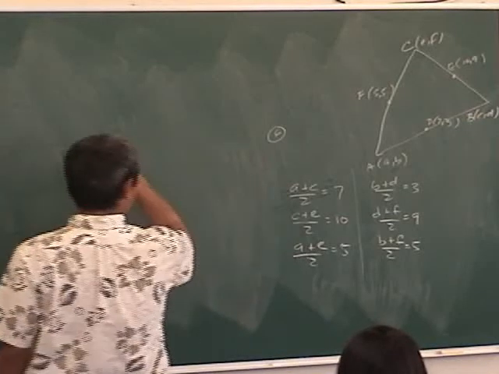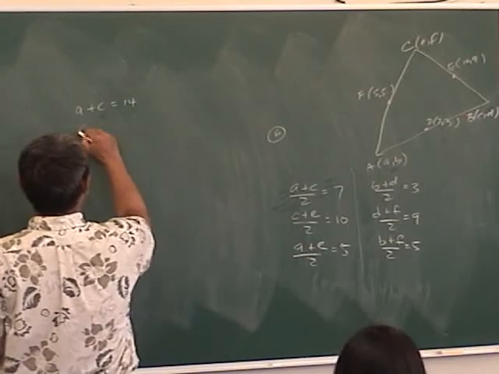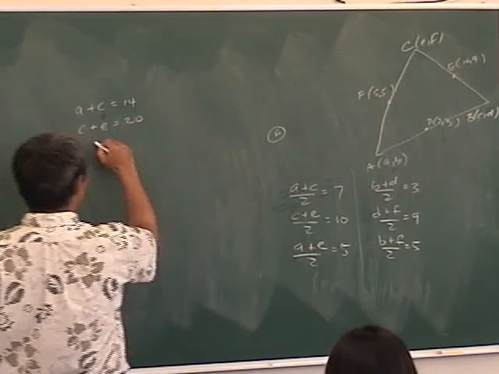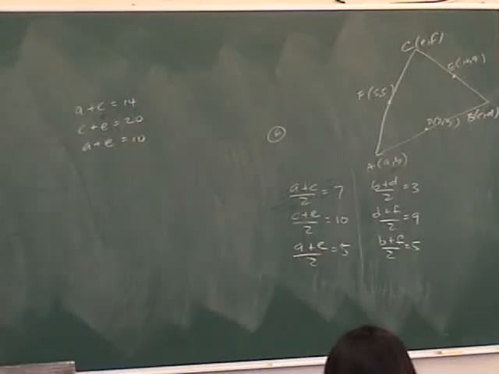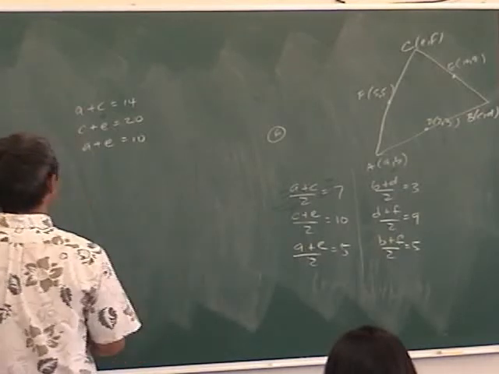First equation, get rid of the fractions. A plus C equals 14. Second equation, C plus E equals 20. Third equation, A plus E equals 10. And then look, all the coefficients are 1. You just subtract one from the other. So which two do you want to do? 1 and 2, 2 and 3, or 1 and 3? 2 and 3.